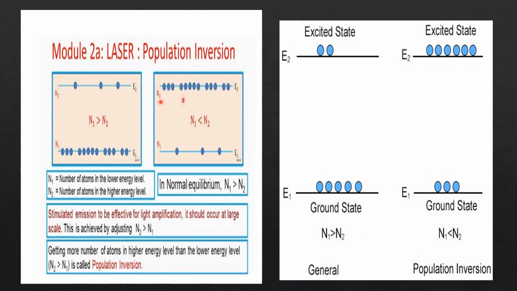So we need to have this population inversion condition and this will stimulate more emission. So stimulated emission will be effective for the light amplification. So this condition should be there. N2 should be greater than N1 and this condition is called population inversion.